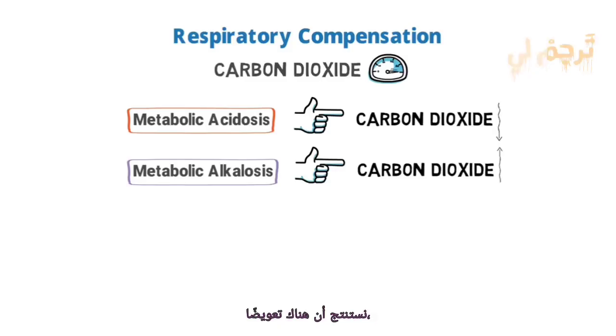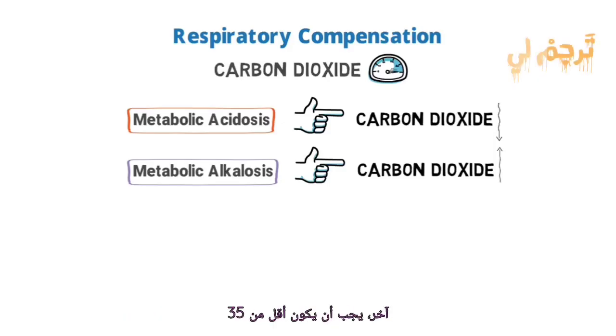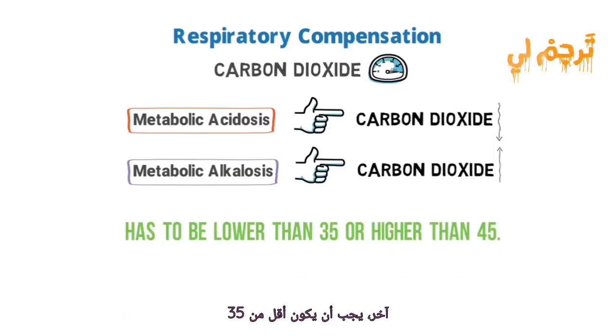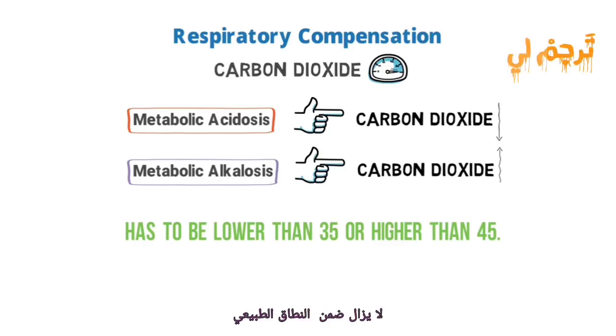For us to conclude that there is compensation, the increase or decrease of carbon dioxide has to go outside of the normal range. In other words, it has to be lower than 35 or higher than 45. If the carbon dioxide level is still within the normal range, you can conclude that there is no compensation going on. Let's look at an example of respiratory compensation.